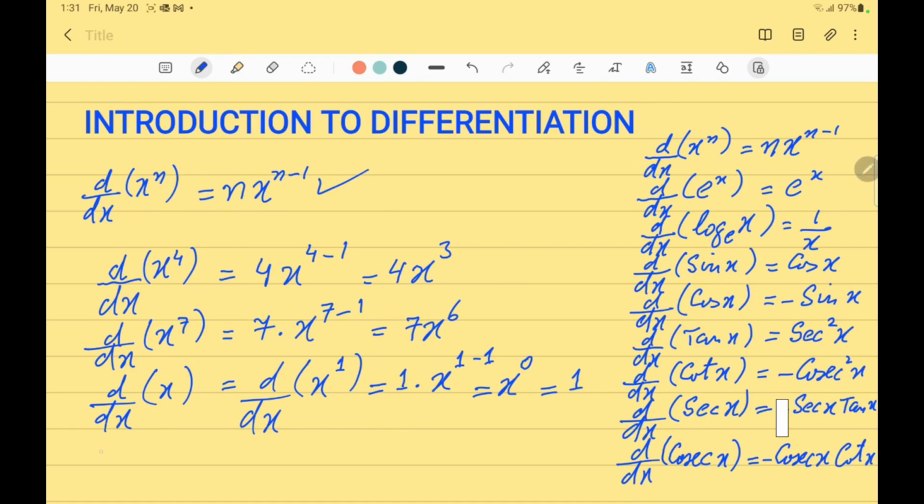Let's try one more example. d by dx of x raised to power minus 4. Here this example includes negative power. Even in case of negative power, we will apply the same rule. We will bring down minus 4 and subtract 1 from the power. So the answer will be minus 4 into x raised to power minus 5.